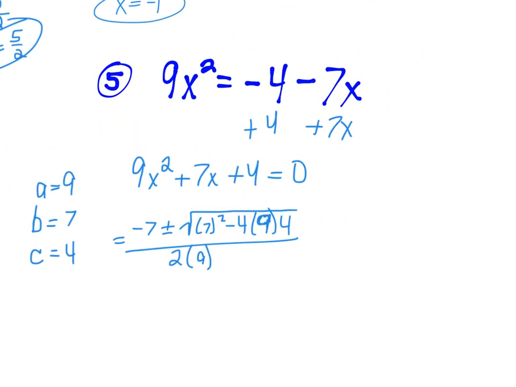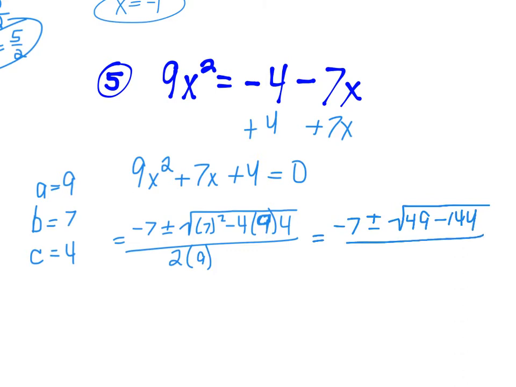So I'm going to just simplify. Take your time. Negative 7 plus or minus the square root of. What is 7 squared? 49. Good. Now, what's 4 times 9 times 4? 144. Minus 144. Good. Thank you.